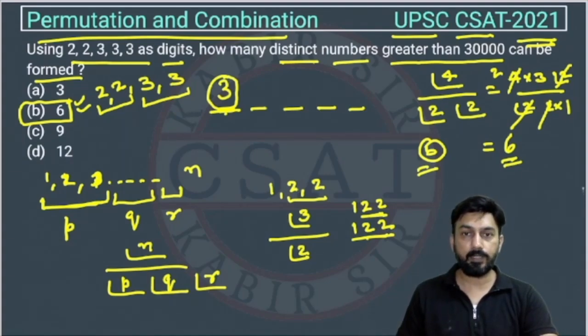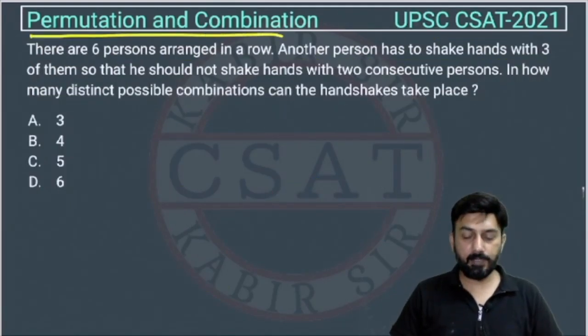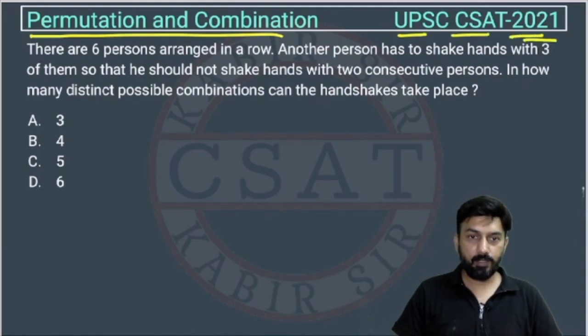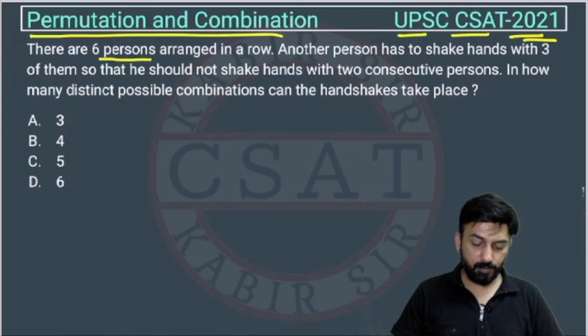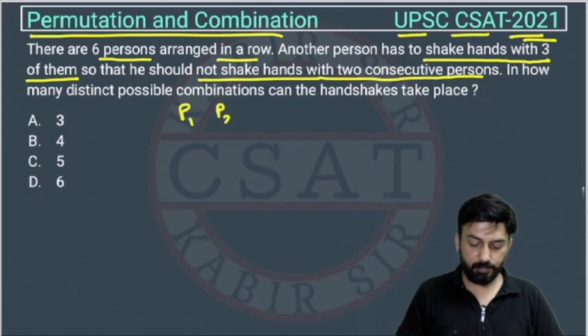This is a question from the Permutation and Combination chapter, asked by UPSC in their CSAT paper of 2021. There are 6 persons arranged in a row. Another person has to shake hand with 3 of them, so that he should not shake hand with 2 consecutive persons. Suppose there are these 6 persons, P1, P2, P3, P4, P5 and P6.